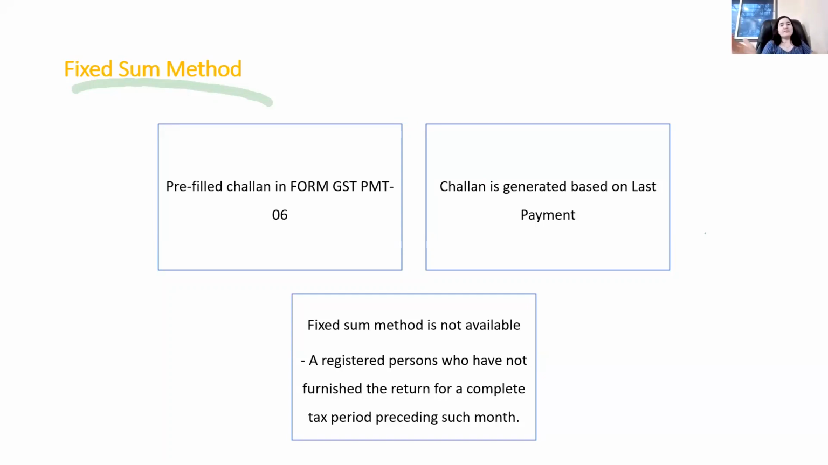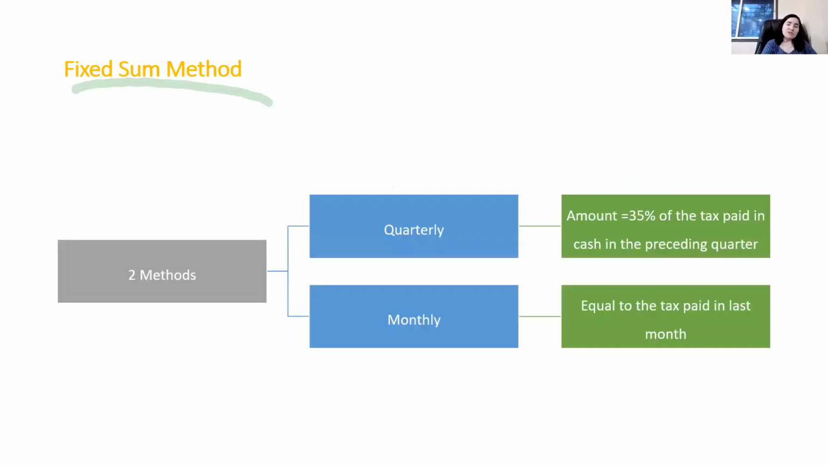That means for the preceding month, if they had not furnished the return, then this fixed sum cannot be opted. So the only condition is that if you are a quarterly taxpayer, then the last quarter return is required to be furnished, or if you are a monthly taxpayer, then the last month return is required to be furnished to opt for the fixed sum method, because the system is going to compute the fixed sum on the basis of the last month payment or the last quarter payment.